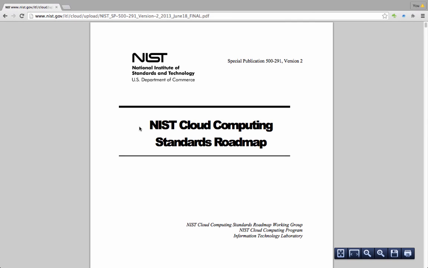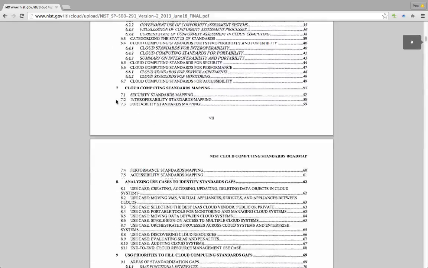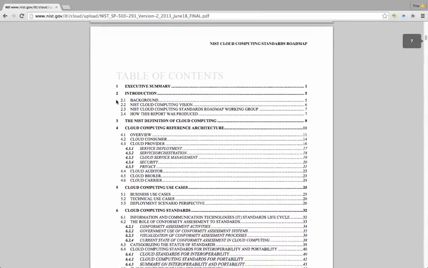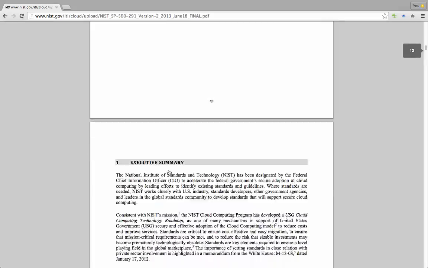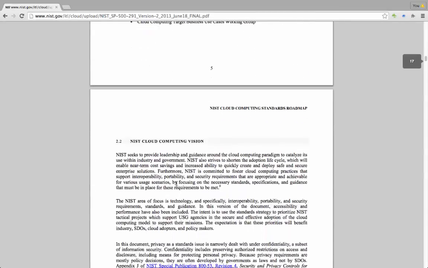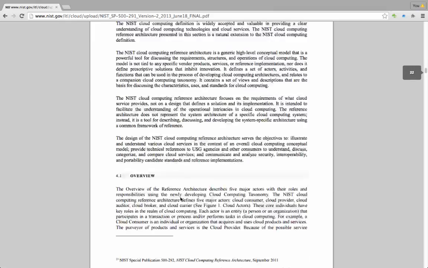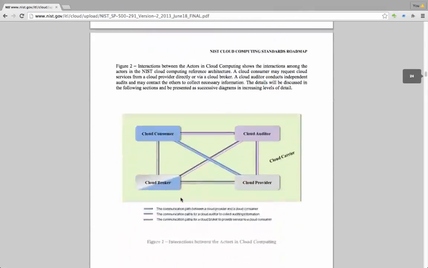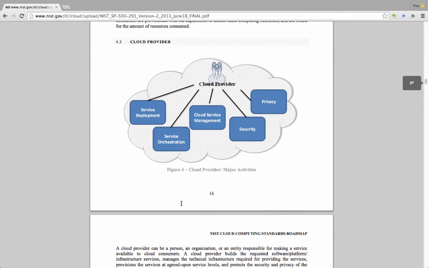All right, so let's go ahead and look at the document. This is the 500-291 document. It's a much bigger document than the 800-145 document. And in this document, they actually define the various roles that are there and how the various roles interact through different services. So it's a pretty important document. Again, it's a theoretical document, but it's a good idea to read the document and understand it. So they get into these different models, and then they get into the interactions that are going on. So I leave it for you guys to look at the document.